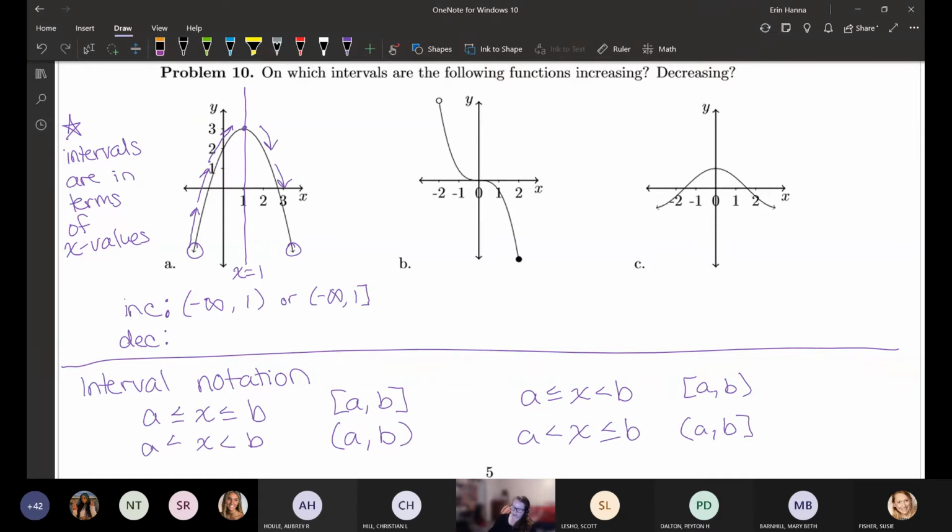Now for the decreasing piece, we start at x equals 1, and then we essentially continue on for the rest of the graph. So this would start at 1 and go all the way to infinity. Again, you could technically include 1 if you wanted, because it doesn't make sense to be increasing or decreasing at a singular point. So it is okay even if you include it in both of those intervals. Again, I usually just leave it out, but whatever floats your boat.